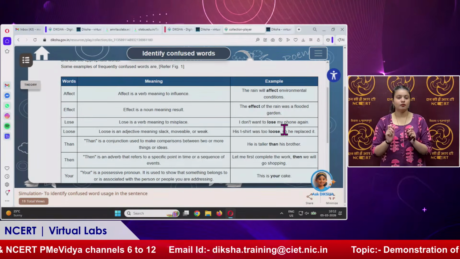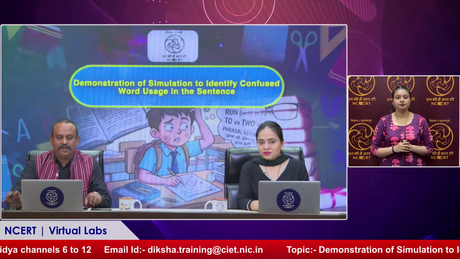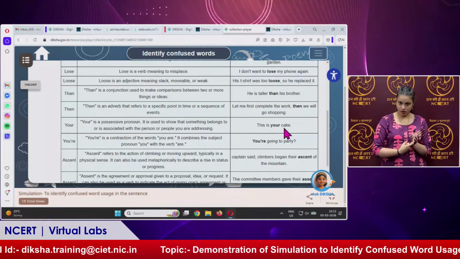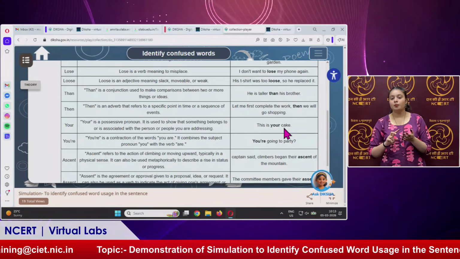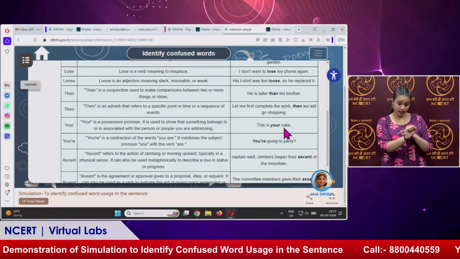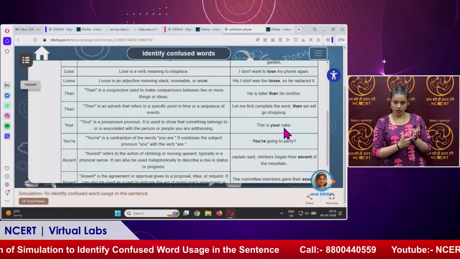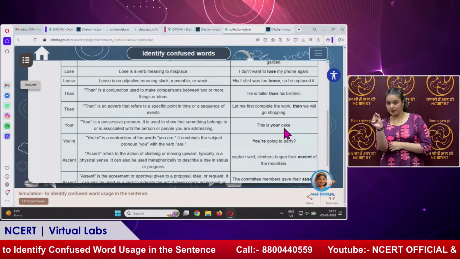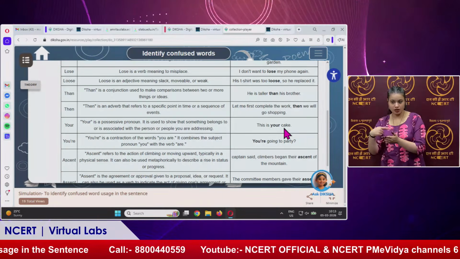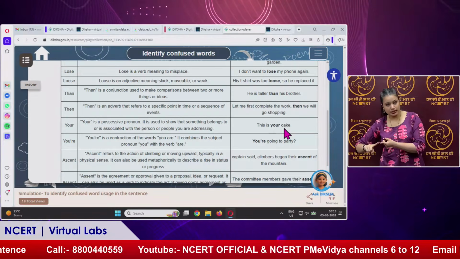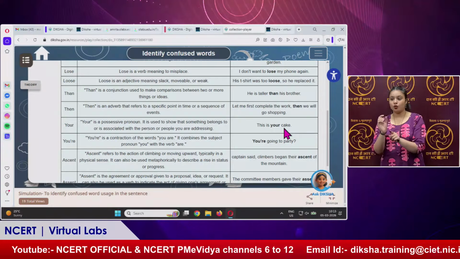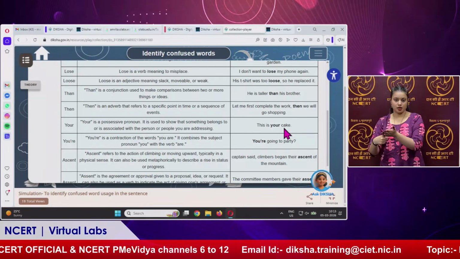Then we have your and you're. So your is a possessive pronoun. This is your cake, this is your watch, this is your call. Whereas you're, the second one with the apostrophe, is a contraction of you are. It combines you and are, and so it's pretty clear. Whenever you see the apostrophe, it's a contraction.